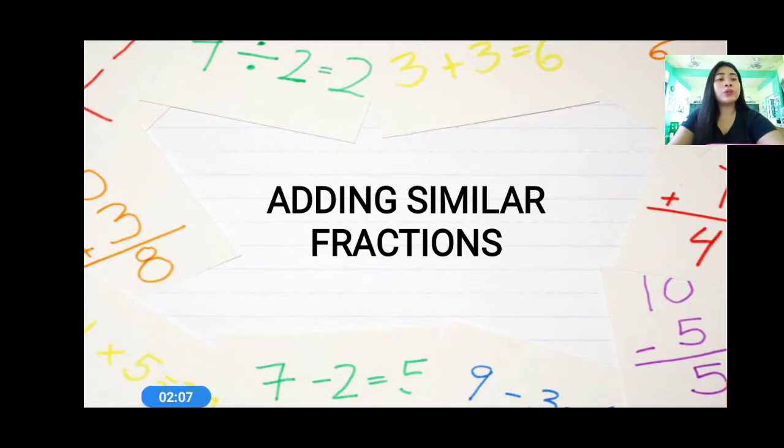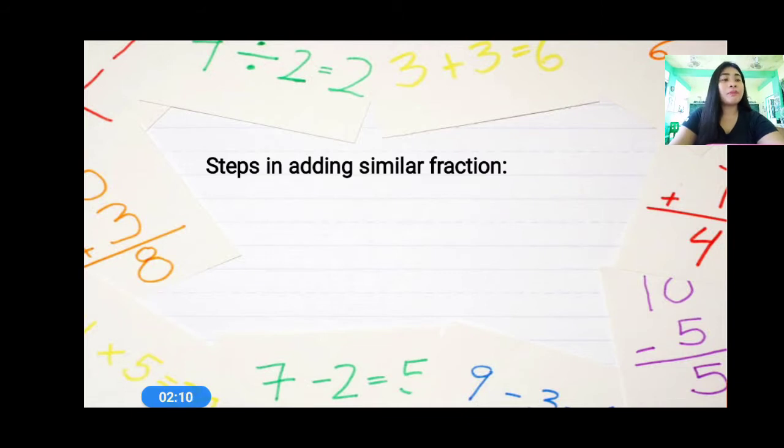But before I give you the steps in adding similar fractions, I want you to know that when we say similar fractions, these are fractions that have the same denominator. If the fractions have the same denominator, then we call them similar fractions. For example, 1/5 and 2/5. The denominator is the same. The denominator is 5. So 1/5 and 2/5 are considered similar fractions.